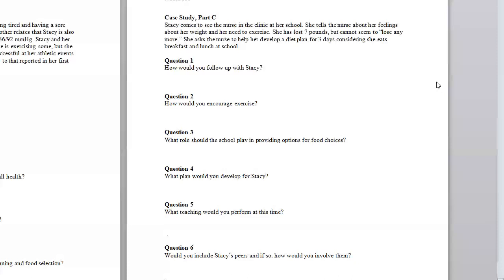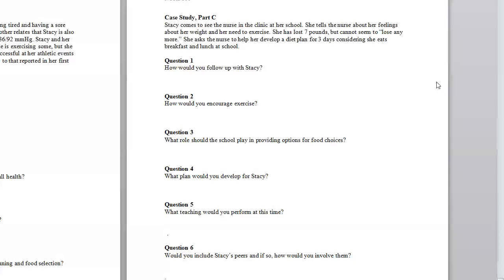And what teaching would you perform at this time? I would talk to her about how serious obesity is and how it's going to affect her quality of life. And I wouldn't necessarily tell her this, but I worry in the future about peer pressure, that people may begin to make fun of her as well. But I'd surely begin teaching her the problems she could see with her weight being so much and the fact that her blood pressure is so high.